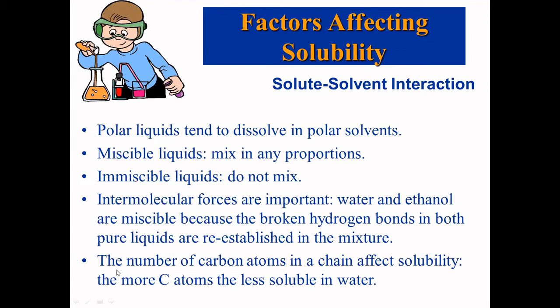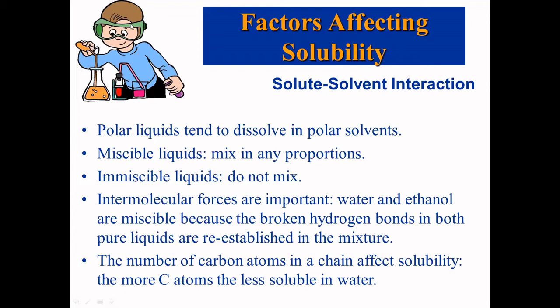Now, in organic substances, the number of carbon atoms is something that we need to consider. So the number of carbon atoms in a chain affects solubility. The more carbon atoms, the less soluble in water. I think you have a background already of organic chemistry. So we have long chain carbons, we have short chain. So it says here that the long chain carbons will have less and less tendency to be dissolved in water than those that have less. How would you explain it? Why the more carbon, the less soluble in water?